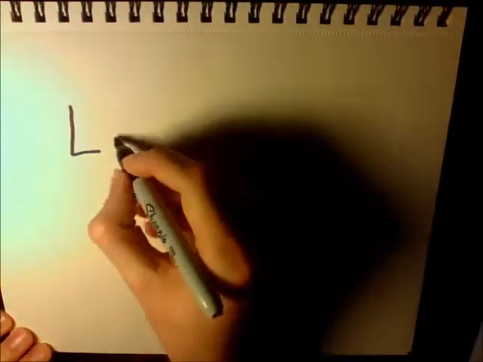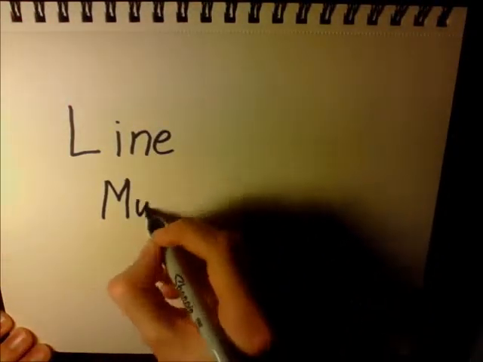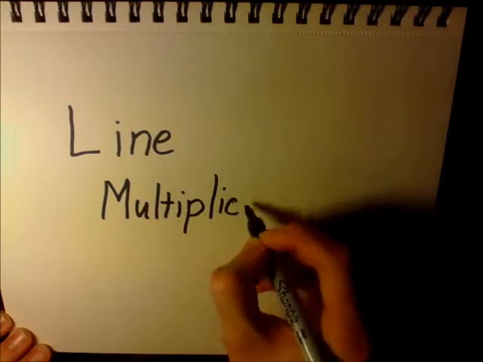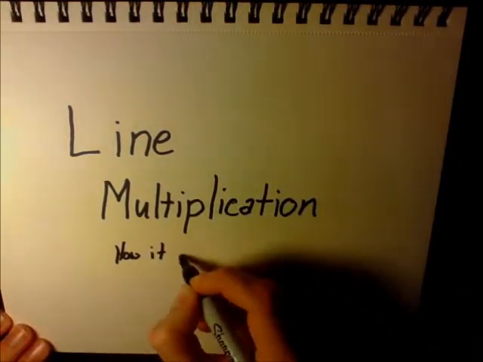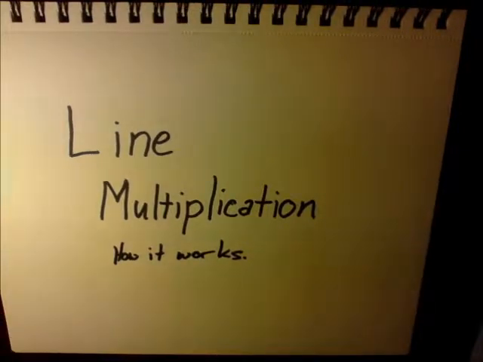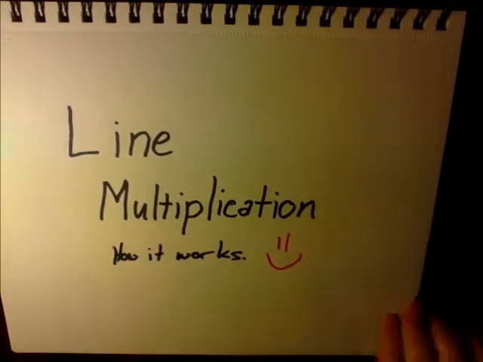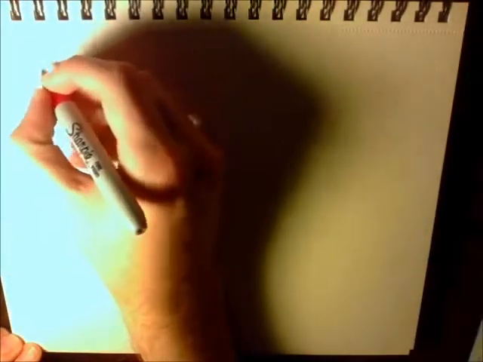You've probably seen videos describing a technique for multiplying two-digit numbers using intersecting diagonal lines. In this video, I'm going to demonstrate concretely how it works using array models and base 10 blocks. For example, let's take 13 and 12.